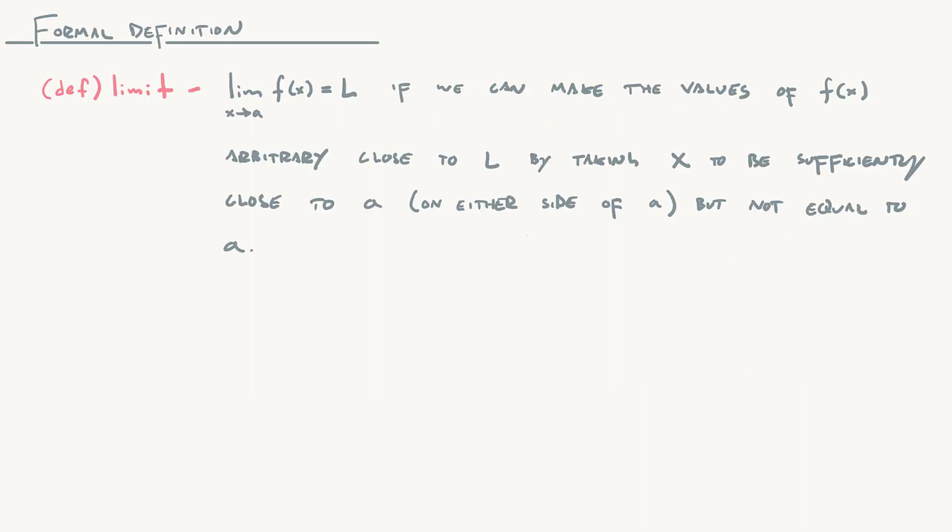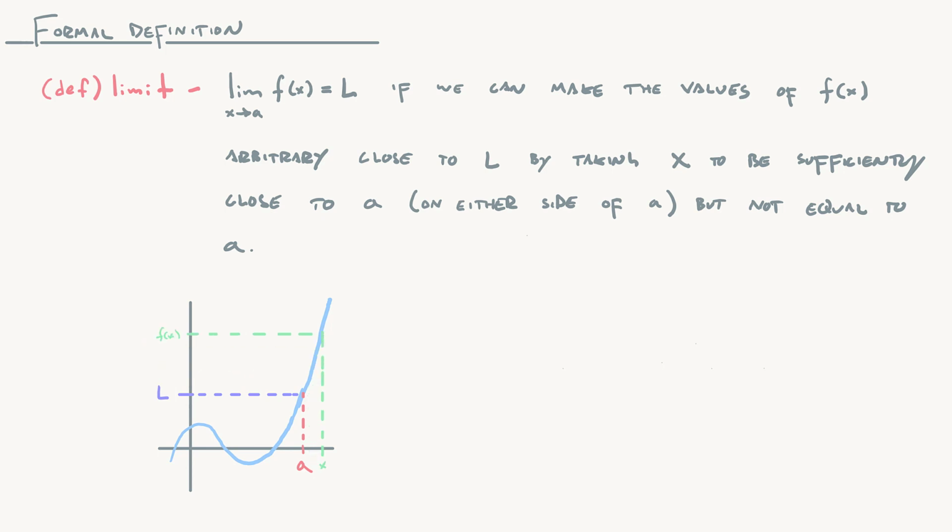Now here's the formal definition, right? The definition of a limit says that the limit as x approaches a of f of x is equal to L if we can make the values of f of x arbitrarily close to L by taking x to be sufficiently close to a on either side of a, but not equal to a. Basically what all of that means is that as we approach the value a, as we make x get closer and closer to a, f of x is approaching some value L from both sides.